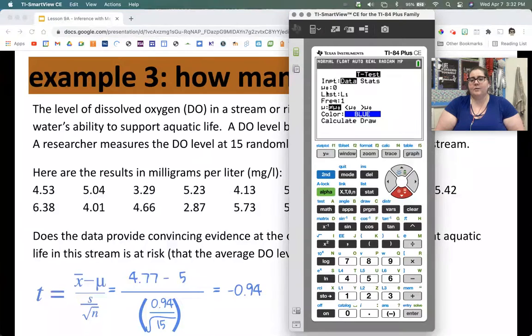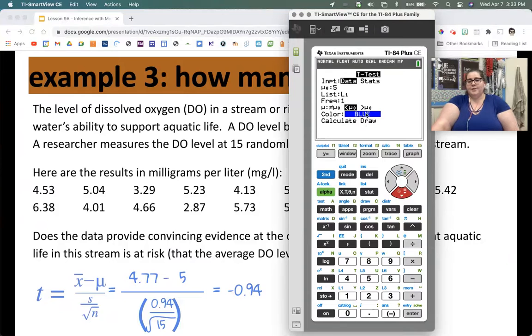So when you have it on data, we still need to type in our null hypothesis. So that's mu0 means our null hypothesis value, which was 5. And then you're telling it to use the list to find the mean and the standard deviation from the sample and the sample size. And then we're going to go down and pick our hypothesis statement. We wanted to find evidence that the mean was less than 5. So I'm going to pick the less than option.